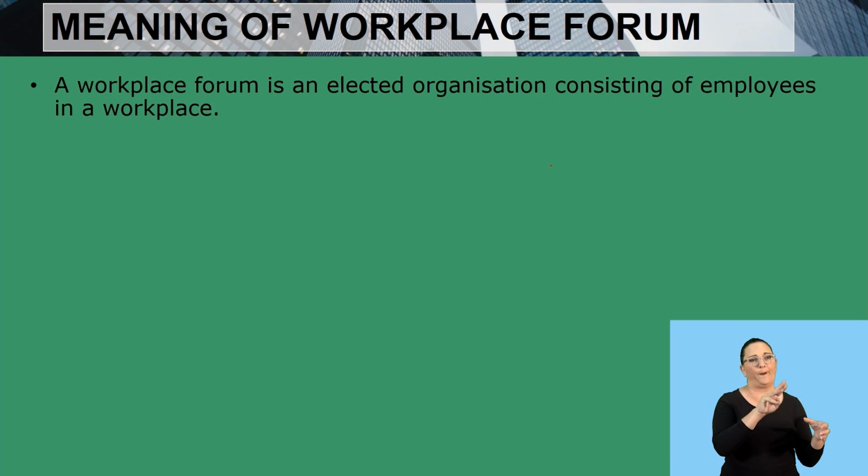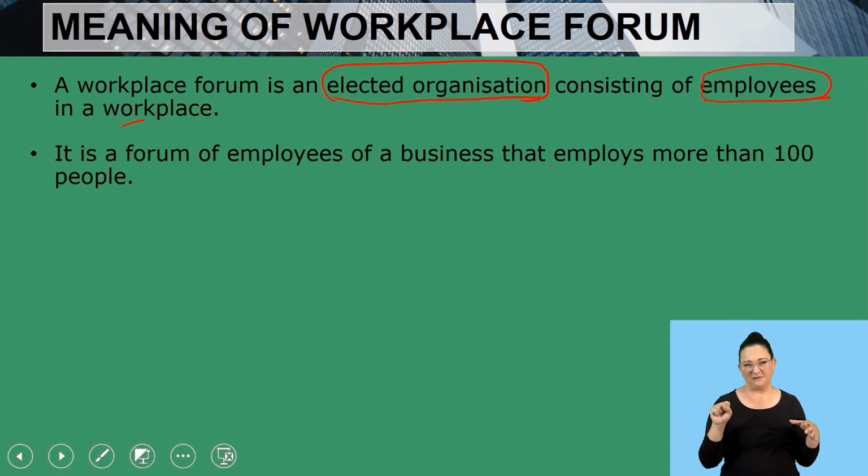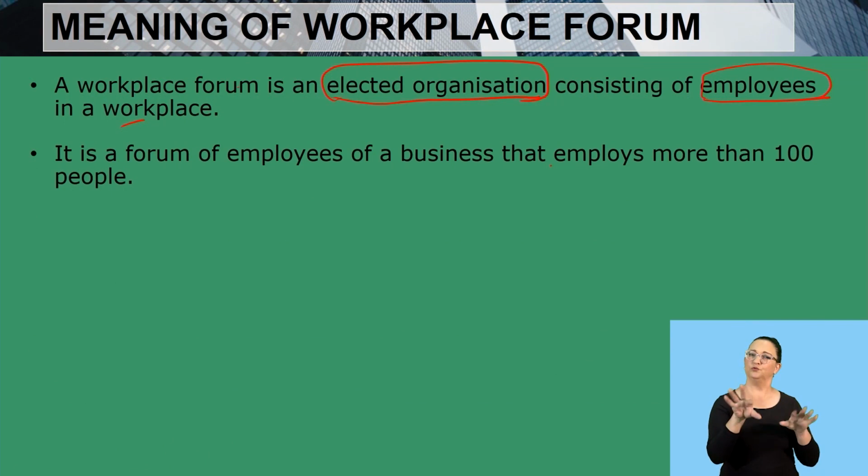All right, a workplace forum is an elected organization consisting of employees in a workplace. I hope you can see the keyword here is employees, and it's an elected organization. So a forum is sort of a structure. There are no employers here, it's just employees, a group of people. What happens, or when do we choose these group of people? It is a forum of employees of a business that employs more than 100 people.